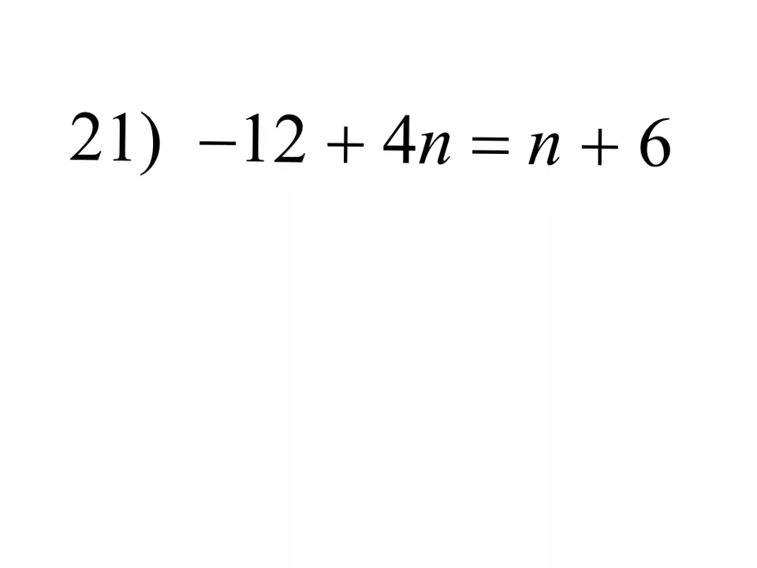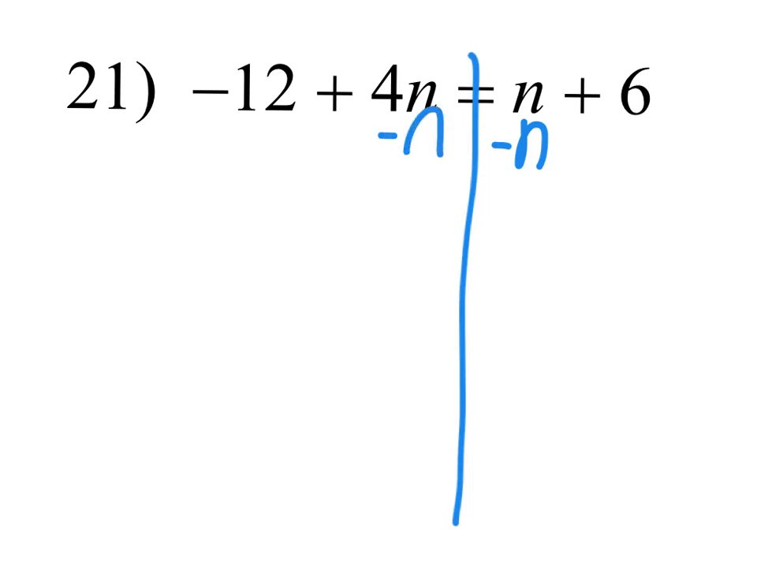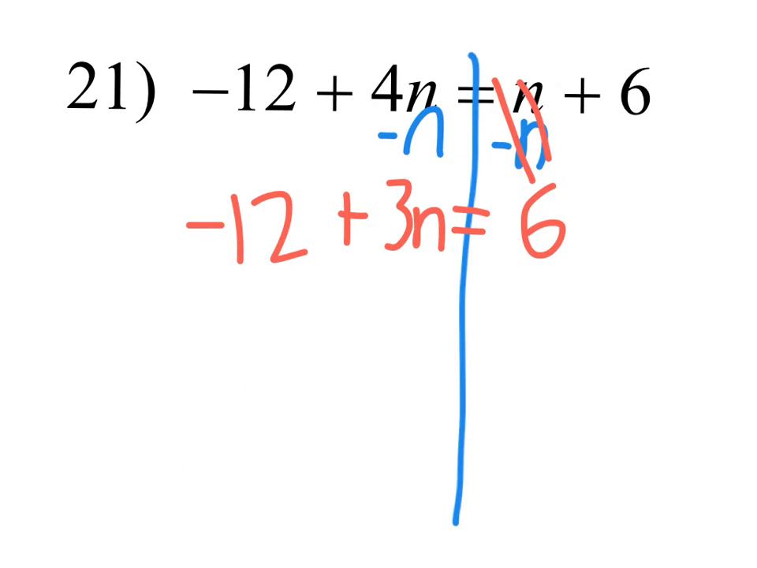On to number 21. I'm going to draw my line going down the middle. Between 4n and n, n is obviously the smaller one, so I'm going to subtract n here. The two n's on the right side are going to cancel out. And on the left side, I'm left with my negative 12. Plus, I have 4n and I'm taking away an n.